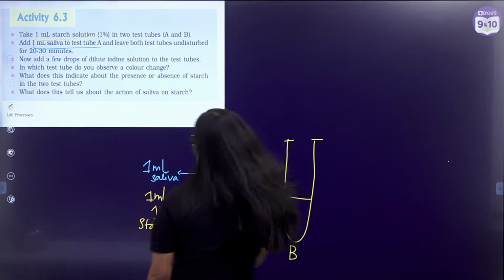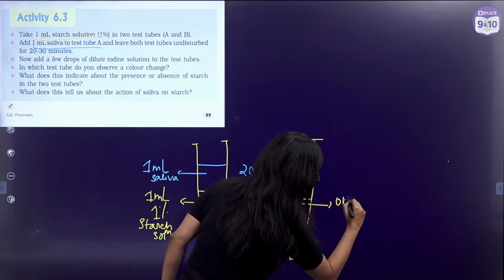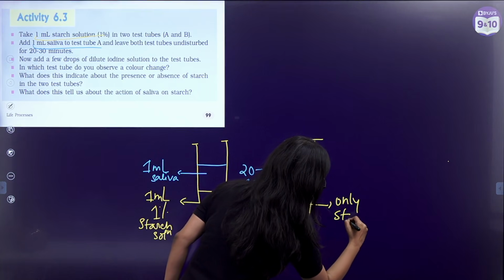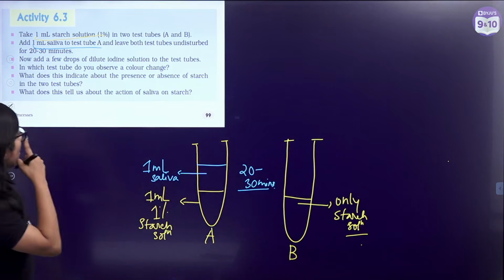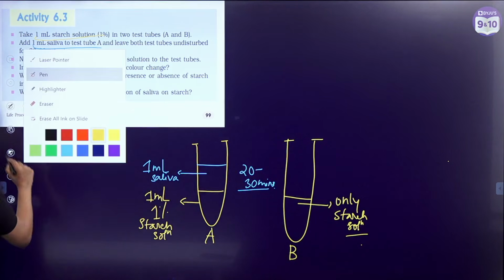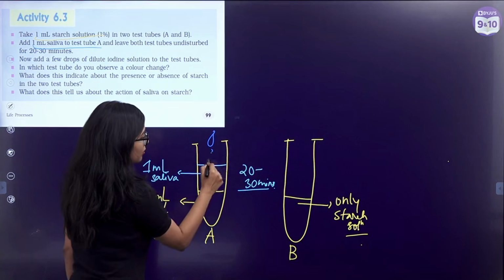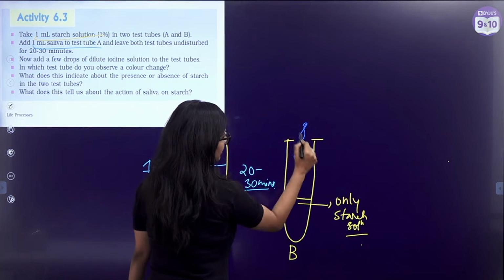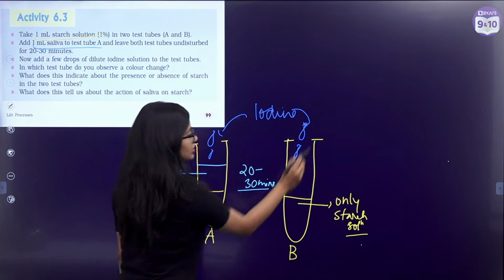So here, what do you see? Only starch is there, right? So this has only starch solution. Now after this, we're going to add a few drops of iodine to both, right? So these are a few drops of iodine solution.